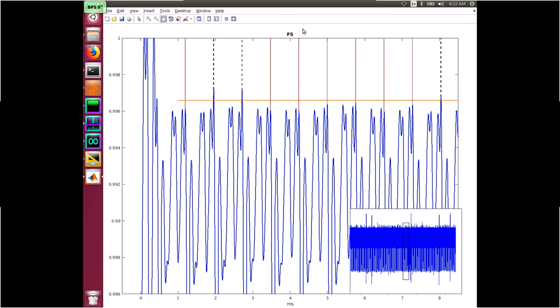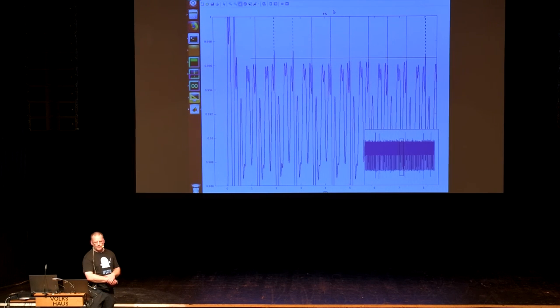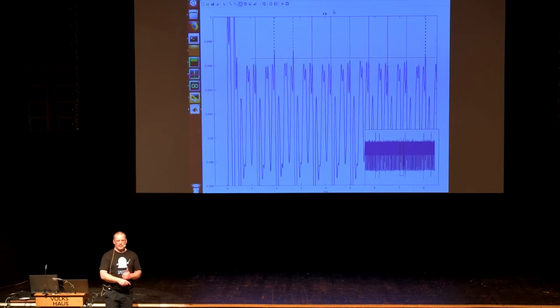More importantly, we see that in some of them, the last peak is higher than a threshold that I put here, and in others, it's lower. And again, comparing to the ground truth, we know that when this peak is higher, then we have a transition in the bits of the scalar.